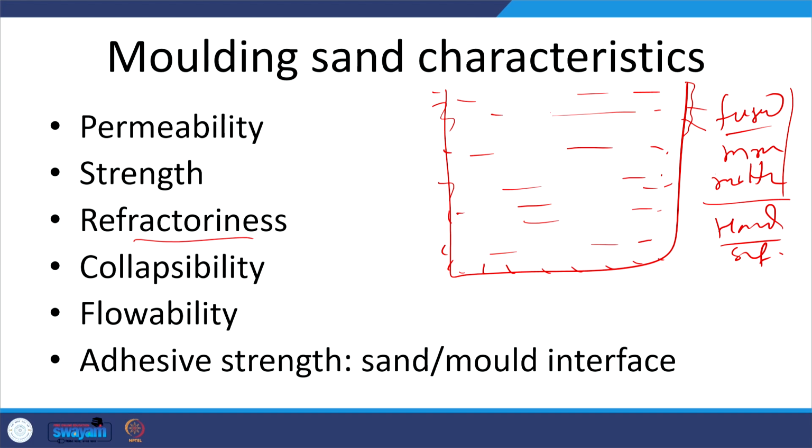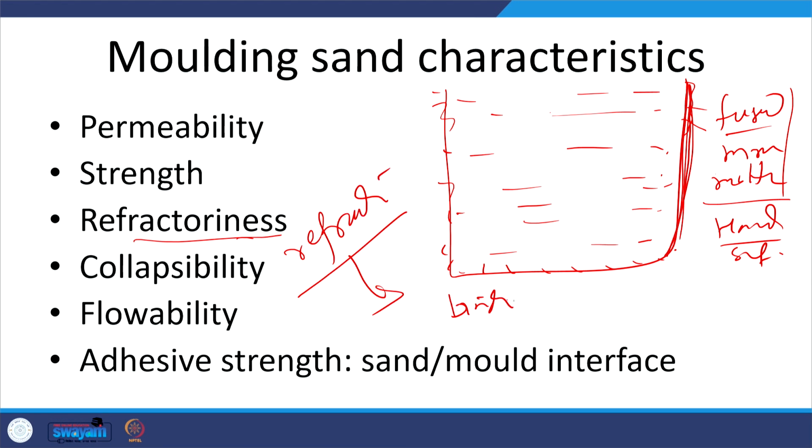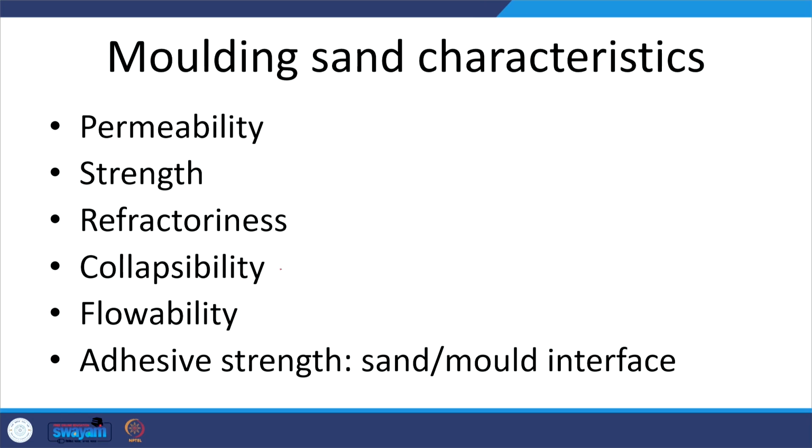Therefore, it is important that whatever molding sand has been used, it offers the desired refractoriness. Refractoriness depends on the kind of the binder which is being used, the type of the sand and the sand size. Look, large size sand particles offer greater refractoriness, and the kind of the binder also affects the refractoriness of the molding sand.